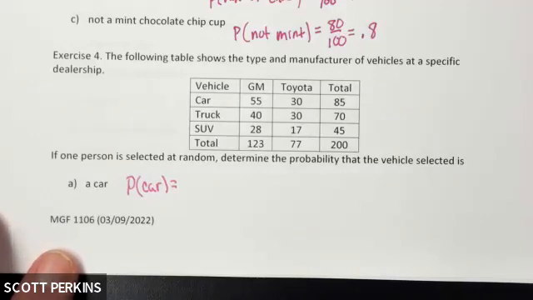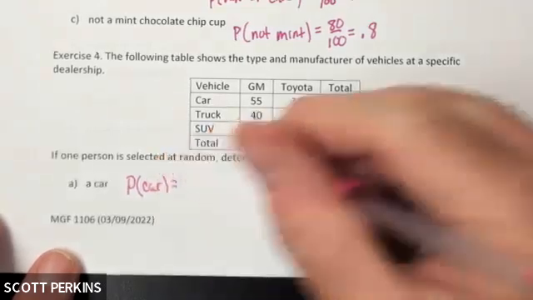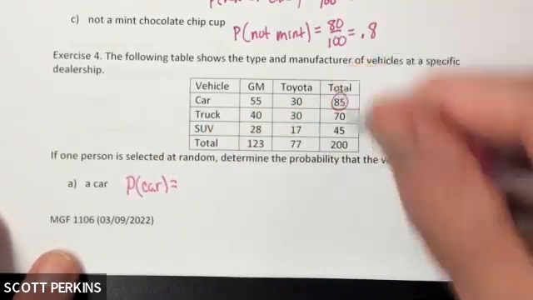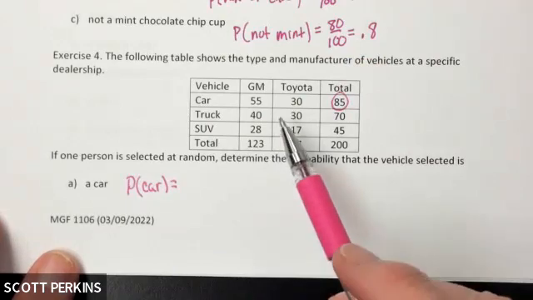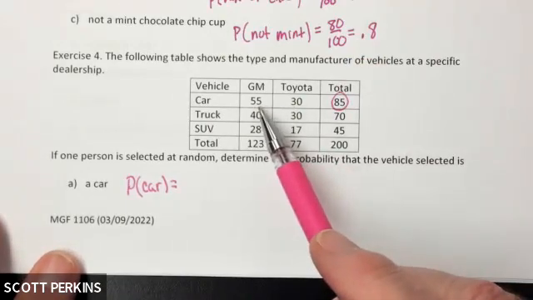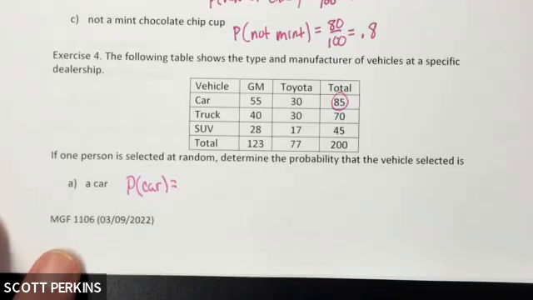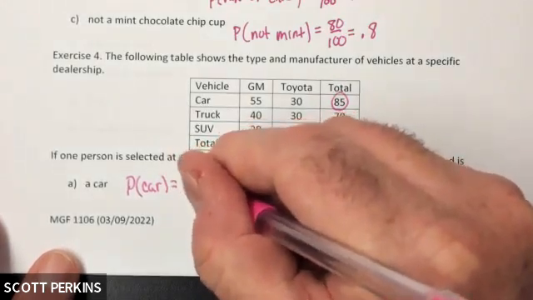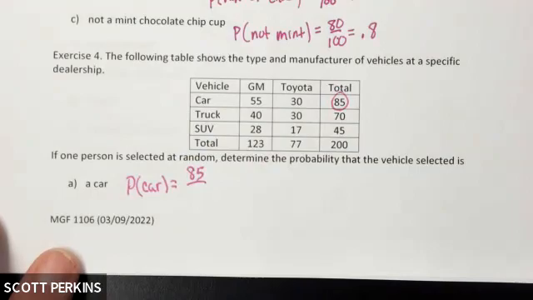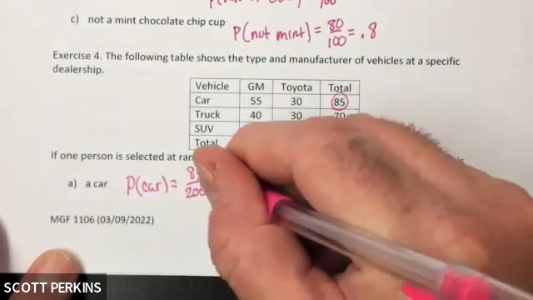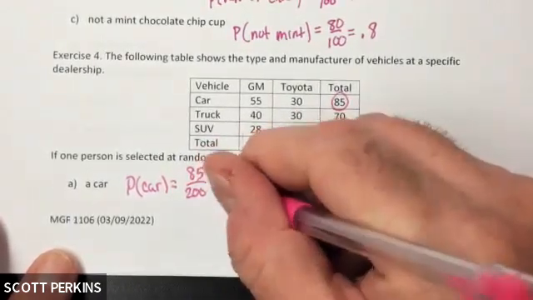All right, according to this table, how many cars are on this lot? Yep, that is true. So right over here, there's 85 cars. Now I could ask you about specific cars. 55 of them are General Motors cars and 30 of them are Toyota, but I didn't ask for any specifics. It's 85. Out of how many total cars are on this lot? 200. Perfect. Sounds like you're reading the table okay.